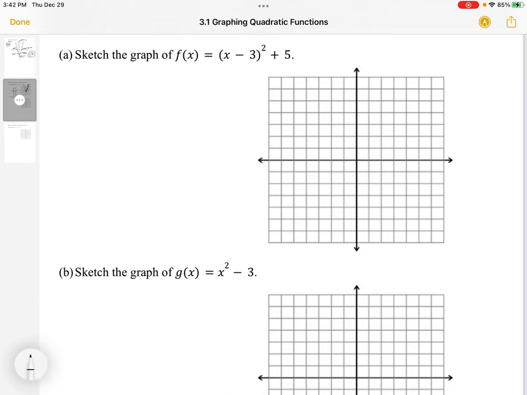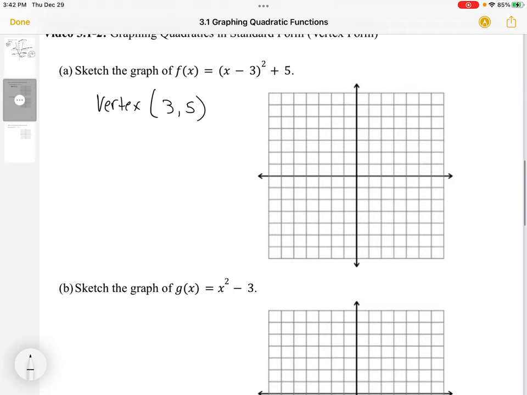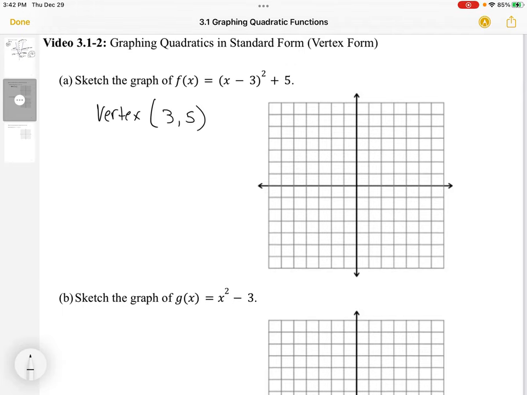So here we're going to graph this parabola. Again, the equation is (x minus 3) squared plus 5. So the vertex is at 3, 5. When a quadratic is in standard form, it is in the form y equals a times (x minus h) squared plus k, where the vertex is at h, k.